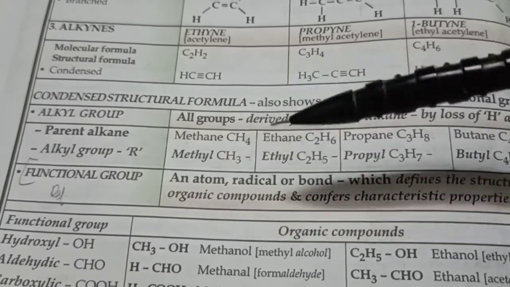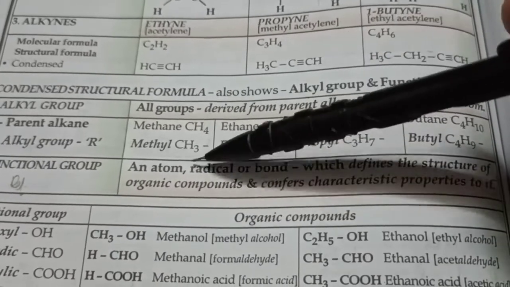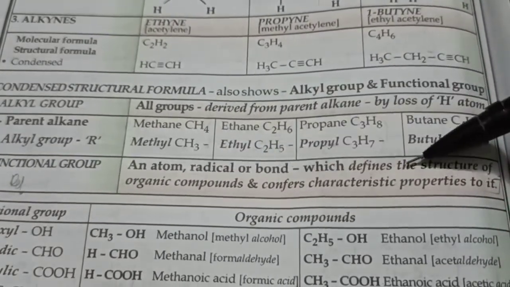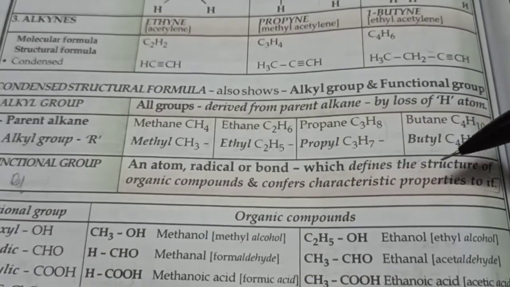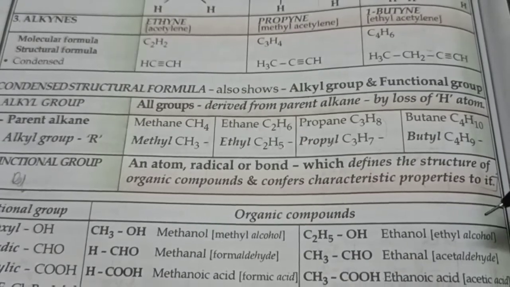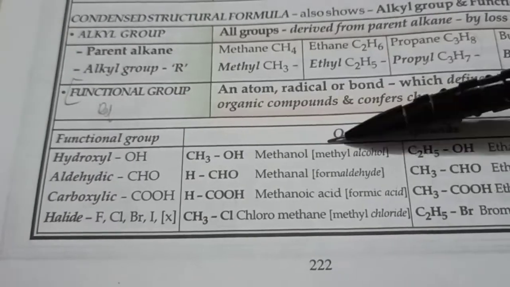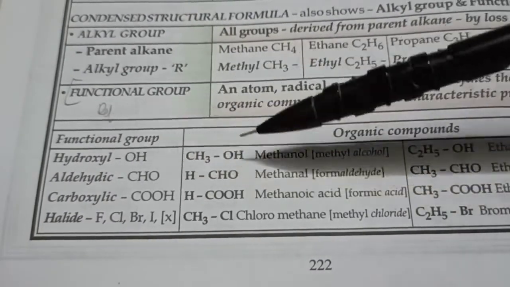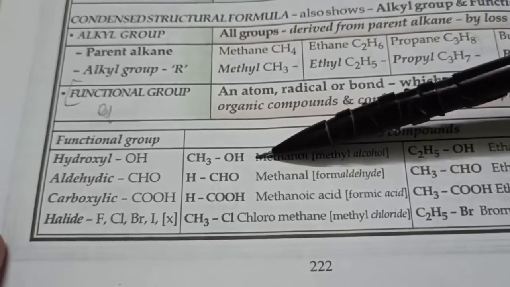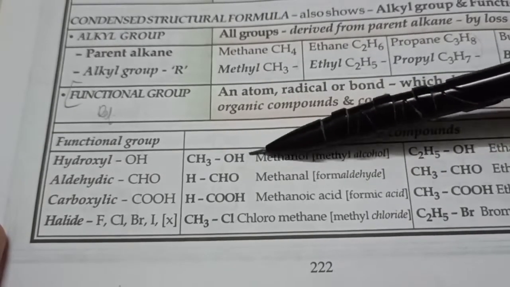Next, what is a functional group? I told you in simple language, functional group is the identity of a compound. That is any atom, radical or a bond which defines the structure of the organic compounds and confers the characteristic properties to it is called a functional group. For example, there are many functional groups, but you just have to learn these ones. If you have a compound with OH, hydroxyl group, it belongs to a family called alcohols. So this OH is the identity of alcohols. This OH is the functional group.